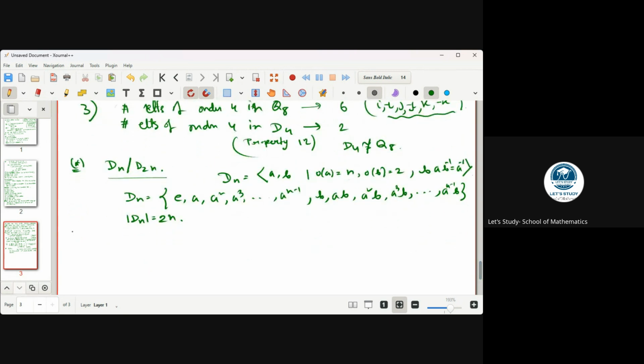Interesting fact: the order of a to the power i times b equals 2. The order of b is 2 given, and the order of a is n given, but the order of a to the power i times b is also 2. Check. What if i is a multiple of n?